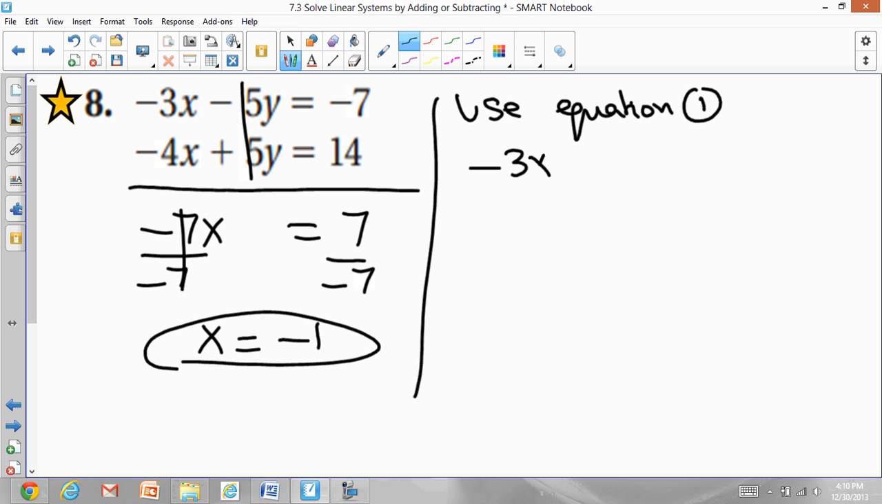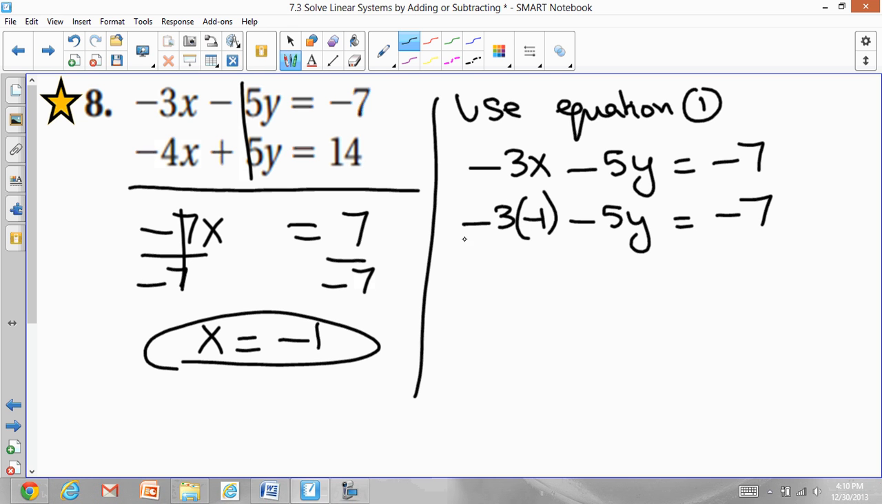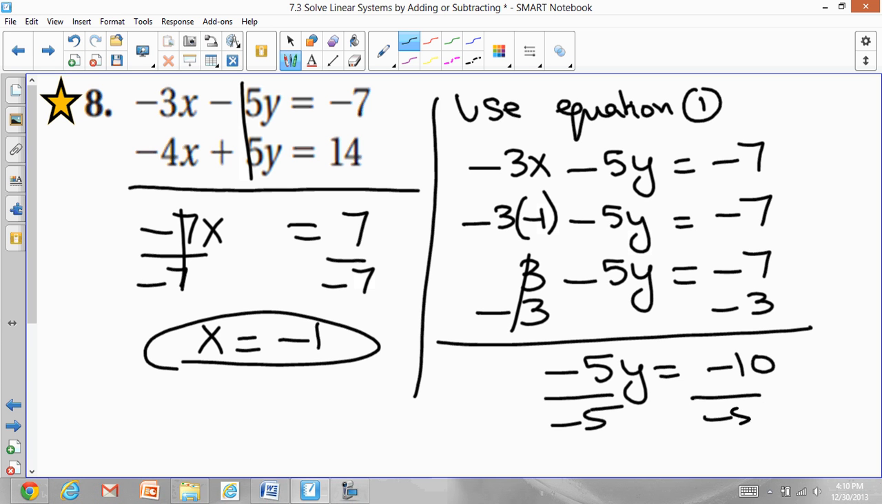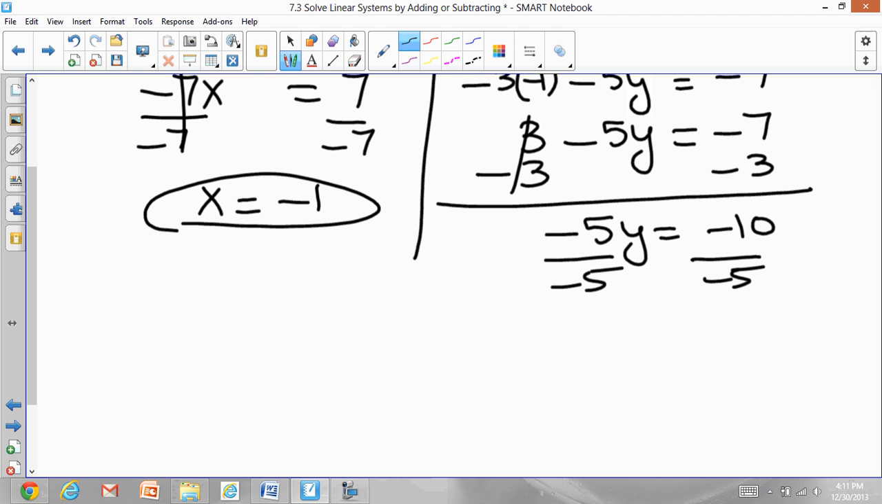So negative 3x minus 5y equals negative 7. So x is negative 1. I'm substituting my x as negative 1, open close parenthesis, minus 5y equals negative 7. Negative 3 multiplies negative 1 to give you positive 3, minus 5y equals negative 7, minus 3 on both sides, line, cancel. Minus 5y equals minus 10. Divide by negative 5 on both sides. Cancel. You get y equals 2.